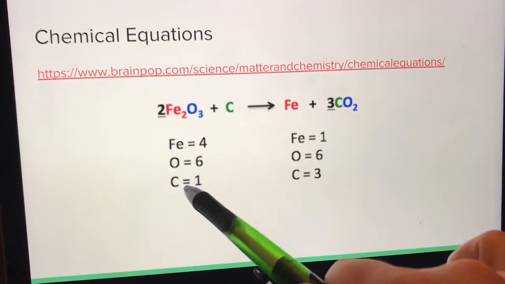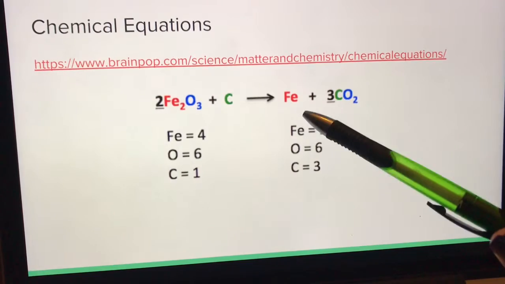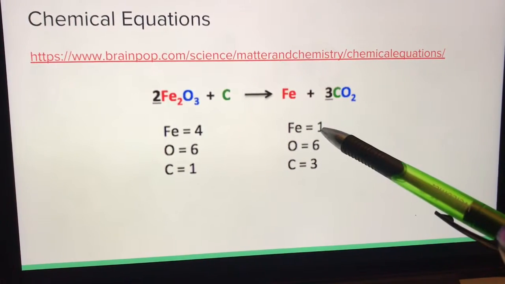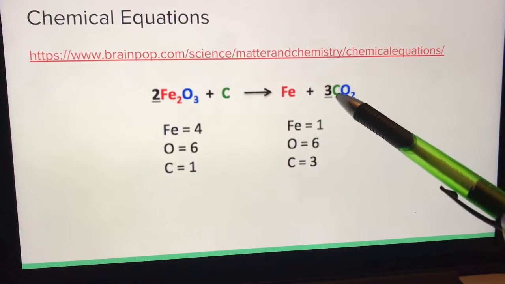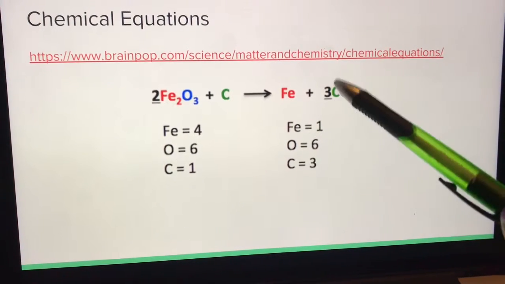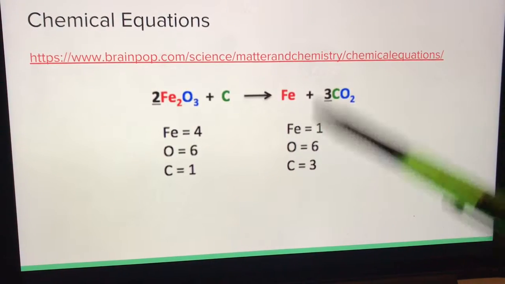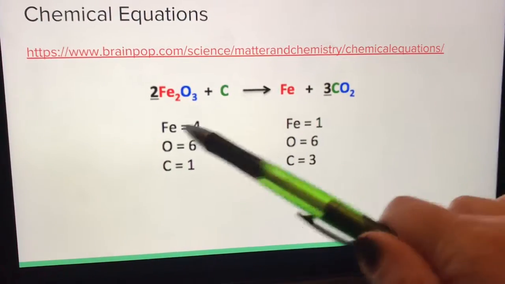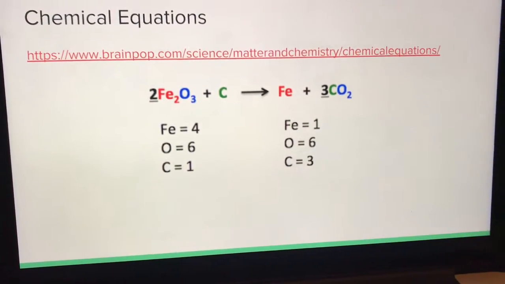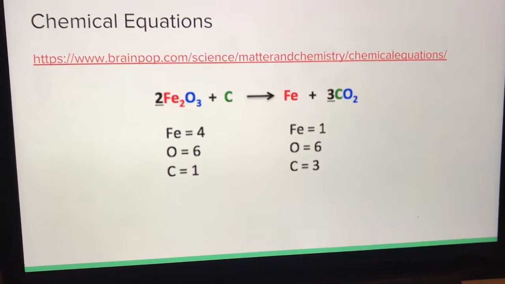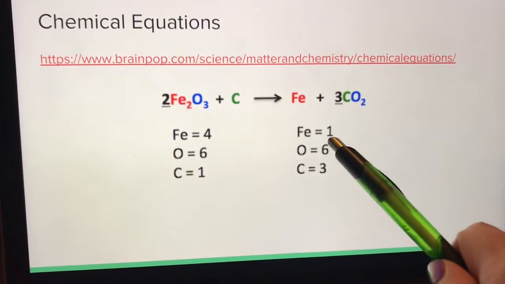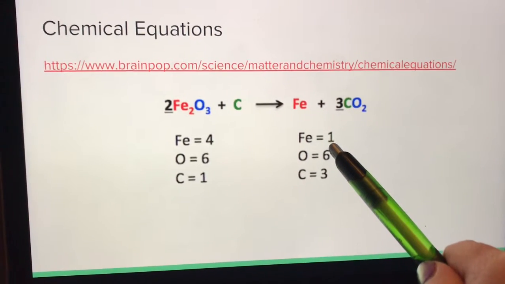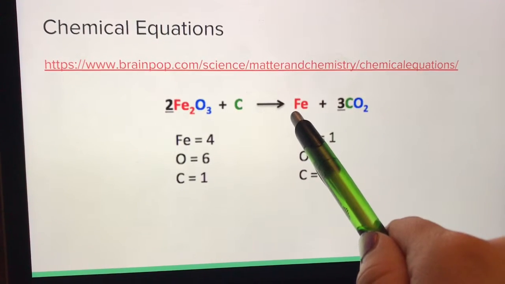And then I only have 1 carbon here. On this side of the arrow, I have 1 iron atom. And over here I have 3 times 1 is 3 carbon, and 3 times 2 is 6 oxygen. So my oxygens are working out, but my iron and my carbons are not. So what I would need to do for this is I have 4 on this side and only 1 on this side. I need to add a coefficient to this side.